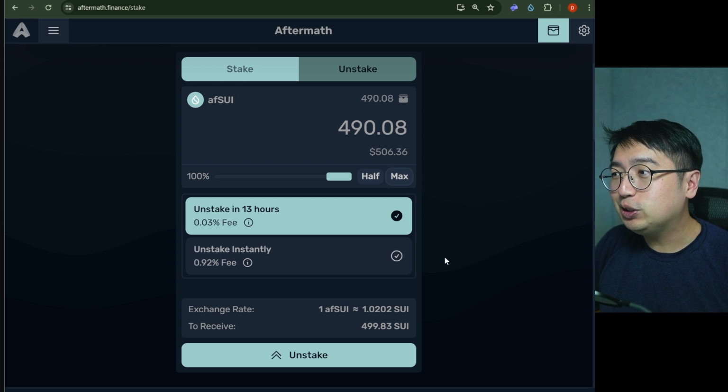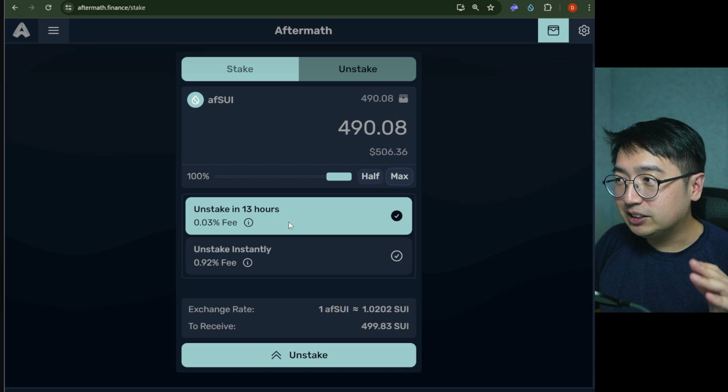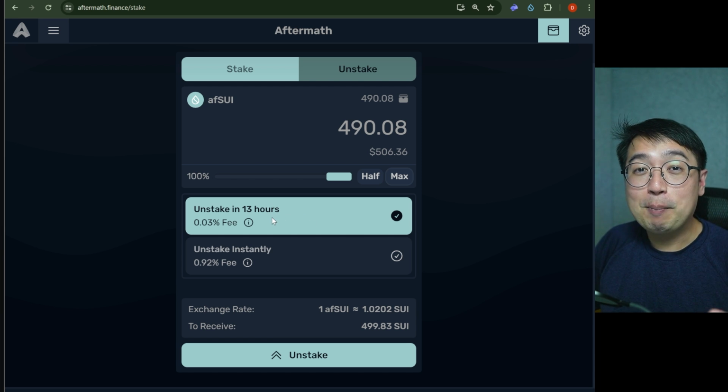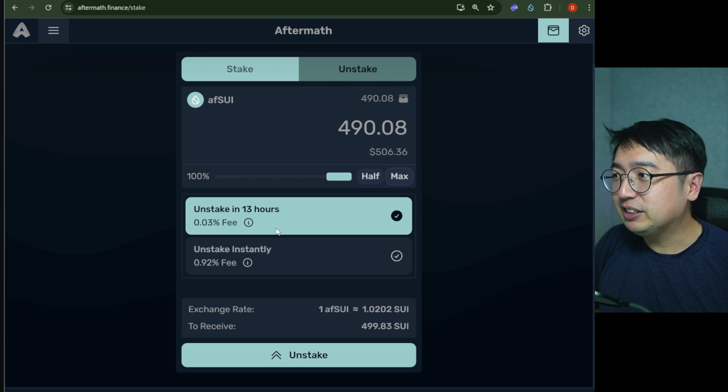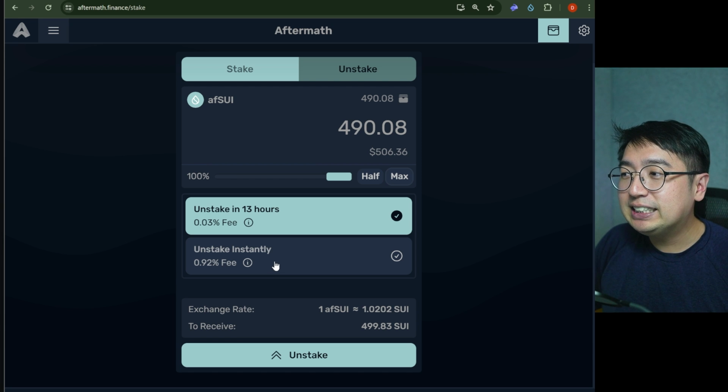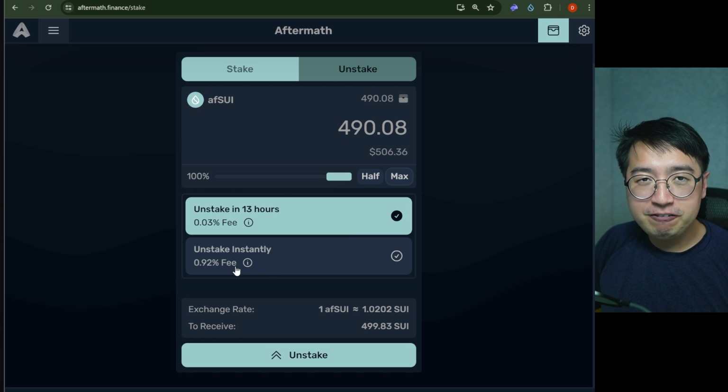back into regular SUI. Now the unstake process will happen at the end of every epoch, so the amount of time is very different depending on when you're doing it, but the most it can be is 24 hours, and you can also unstake instantly for a fee.